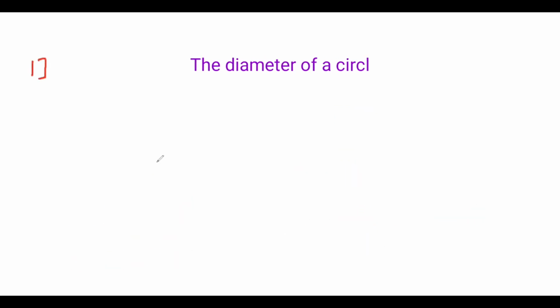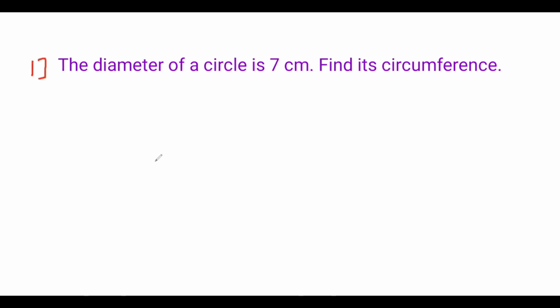Now we are going to solve the first problem. The diameter of a circle is 7 centimeter. Find its circumference. Student, here what is given? It is the diameter. Diameter is 7 centimeter. So we write here D is equal to 7 centimeter. We know the formula for diameter. There are two formulae. One is C is equal to pi d, another one is C is equal to 2 pi r. But we use the first formula because diameter is given.